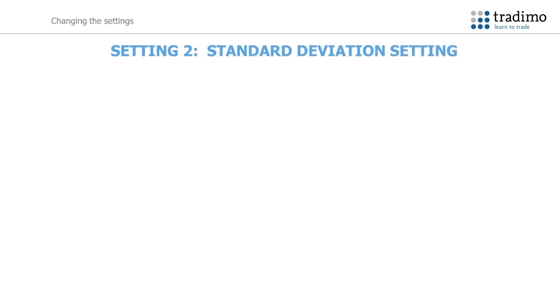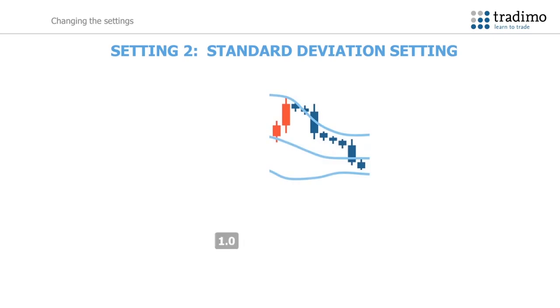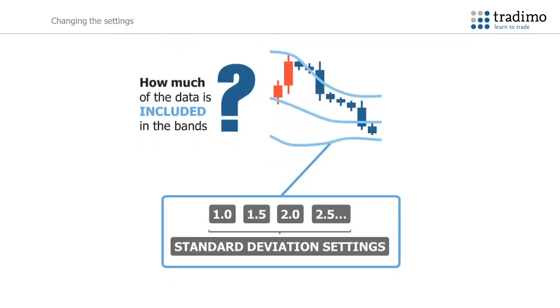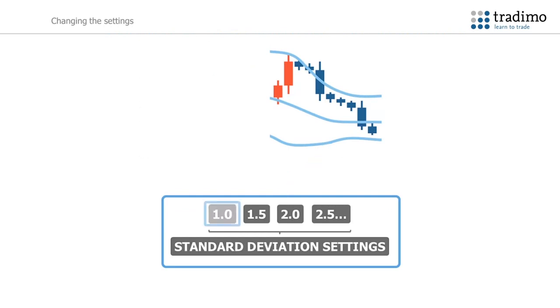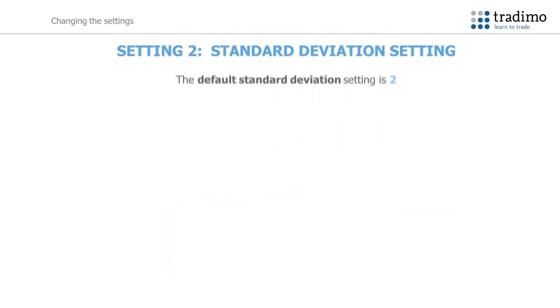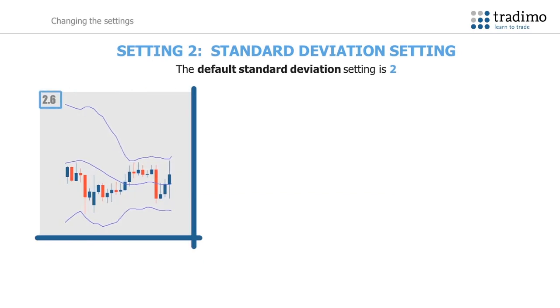The second setting you can change is the standard deviation setting. Changing the standard deviation setting will alter how much of the data from the moving average's normal distribution pattern is included in the bands. A standard deviation setting of 1 means that 68% of price action will be contained within the bands. A standard deviation setting of 2 means that 95% of price action will be contained within the bands. The default standard deviation setting for Bollinger Bands is 2.